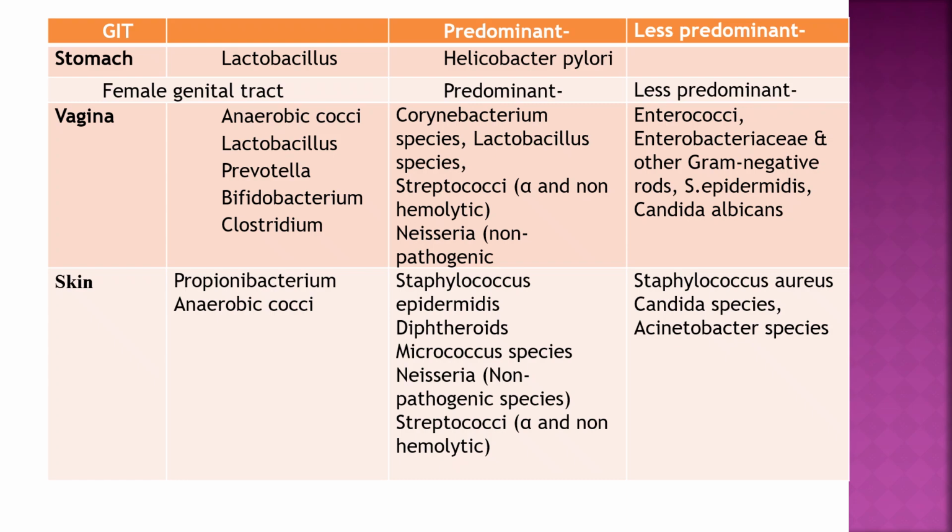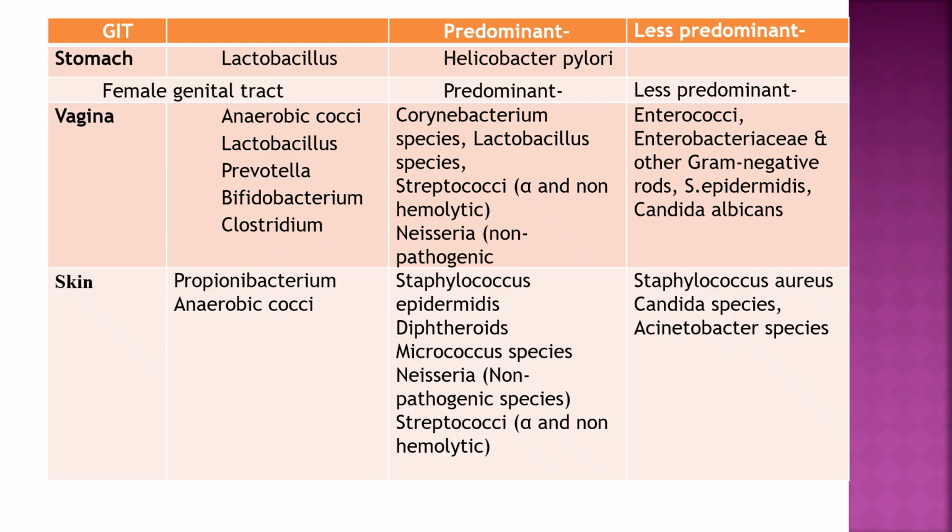In stomach, the anaerobic are Lactobacillus, aerobic predominant Helicobacter pylori. In vagina, the anaerobic bacteria are anaerobic cocci, Lactobacillus, Prevotella, Bifidobacterium, Clostridium. Aerobic predominant: Corynebacterium species, Lactobacillus species, streptococci, alpha non-hemolytic, Neisseria non-pathogenic. Less predominant: Enterococci, Enterobacteriaceae, other gram-negative rods, Staphylococcus epidermidis, and Candida albicans.